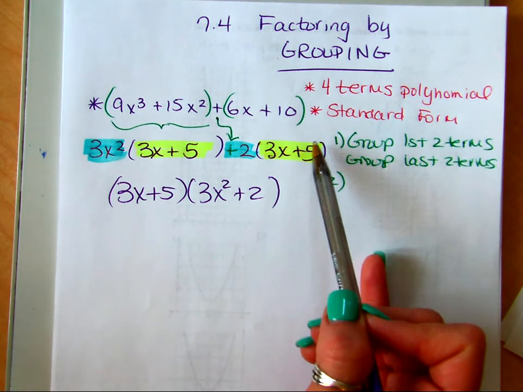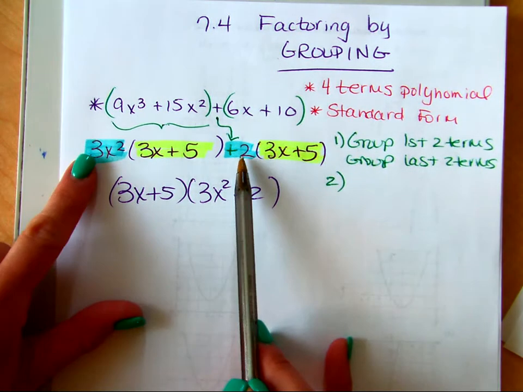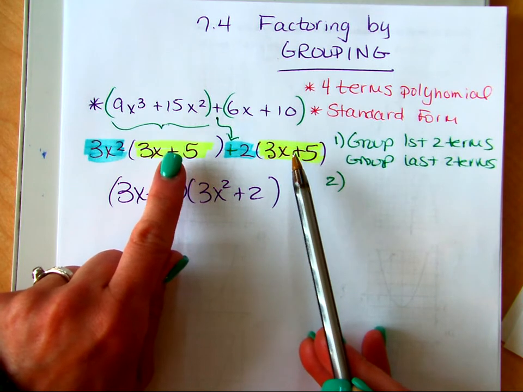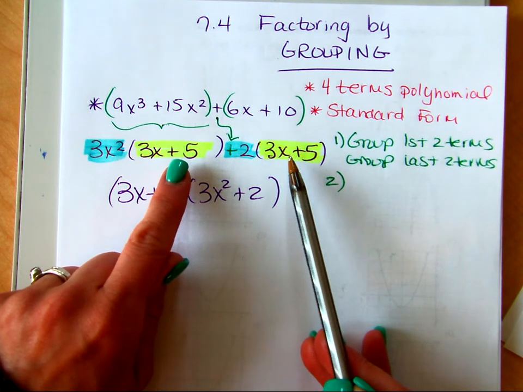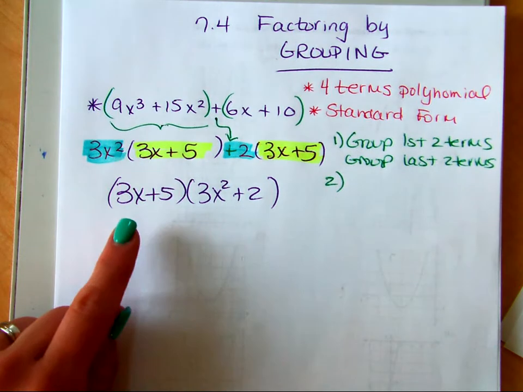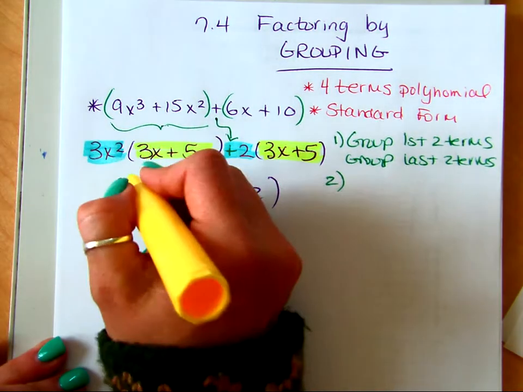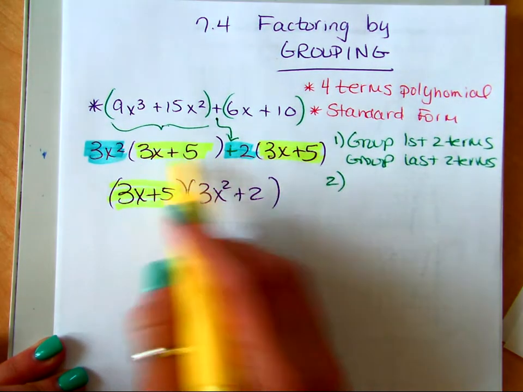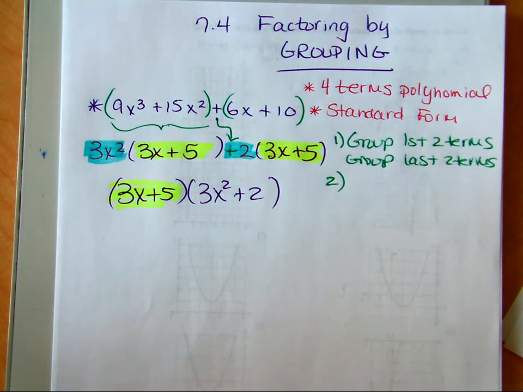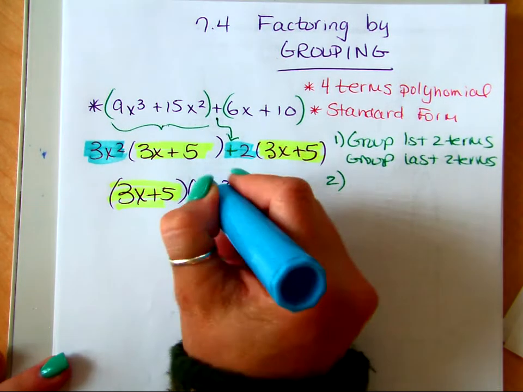Then, what you're going to notice is that after you pull the GCFs out of each, what's in the parentheses had better match. If it doesn't, you screwed something up. And then you go back and fix it. Then you pull the GCF of this out. So if I have to color code it, the GCF of this is that, and then the leftover makes up your second set of parentheses.